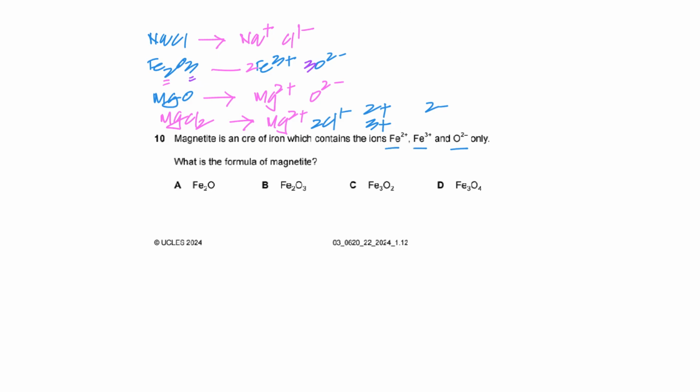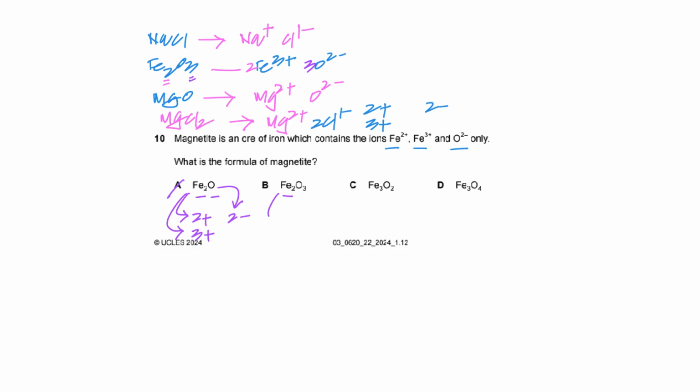But this ore must contain Fe2+, Fe3+, and O2-. So if you look at Fe2O, do the charges balance each other out? You must have a 2+ and a 3+. That's true. Now, how many 2+ and 3+? We don't know that. But if you balance these charges out, there's one O and there's 2 irons. So one of the irons is 2+ and one is 3+. Is 5+ balanced by 5-? No. So A is incorrect.